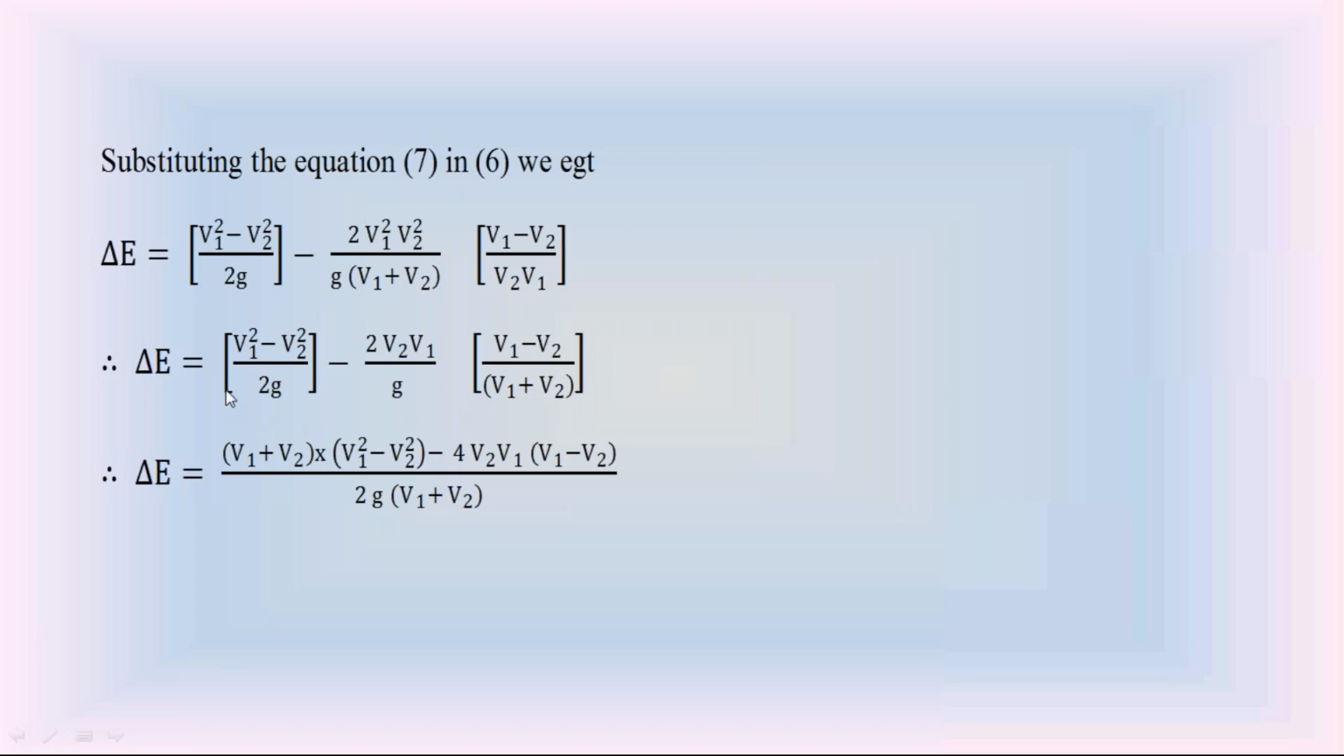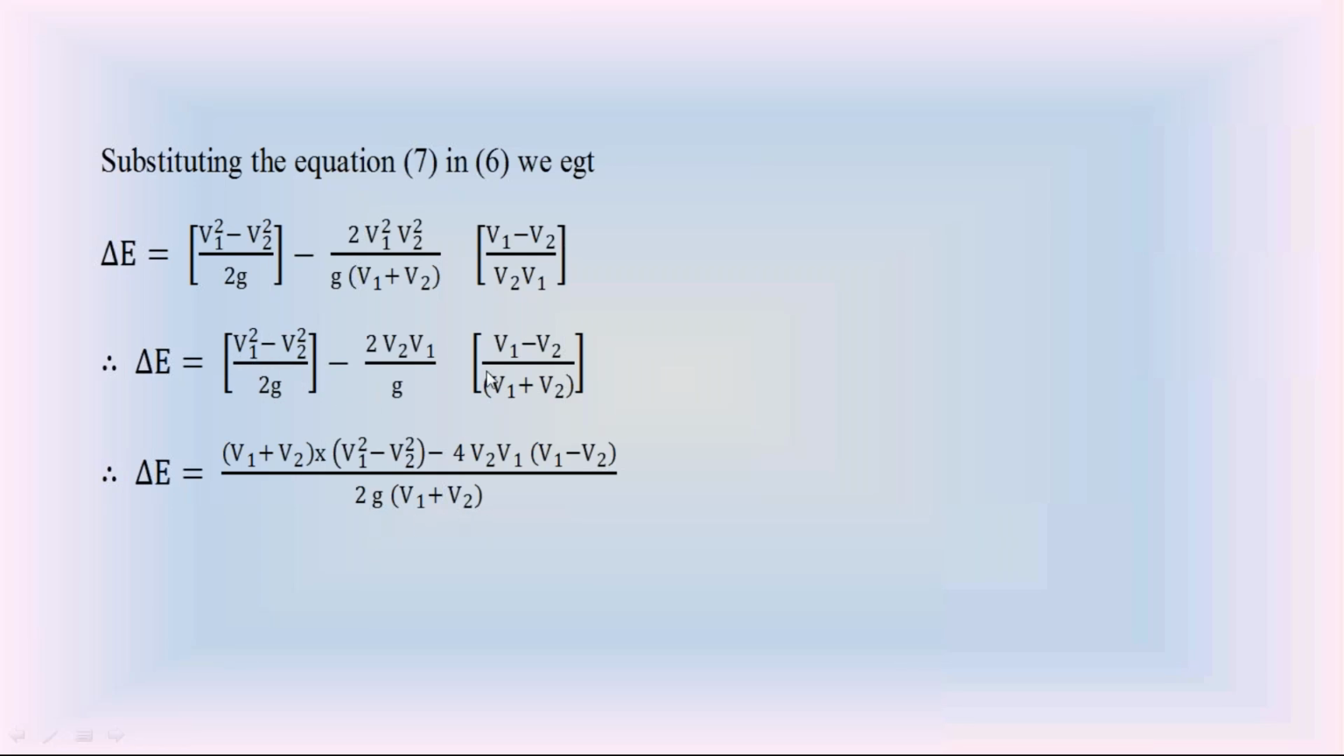Check this denominator. Here in the denominator we have 2z in the first term, and in the second term we have z into v1 plus v2. Check this denominator on the right hand side. In the first term the denominator is 2z. In the second term the denominator is z into v1 plus v2. So in the right hand side, take 2z into v1 plus v2 as LCM.